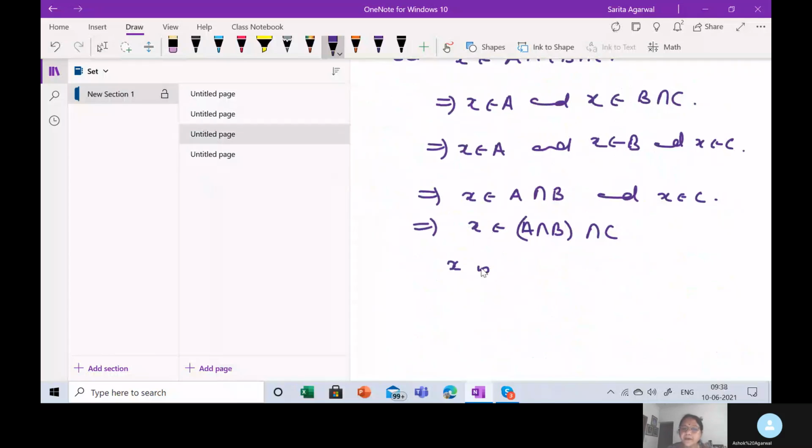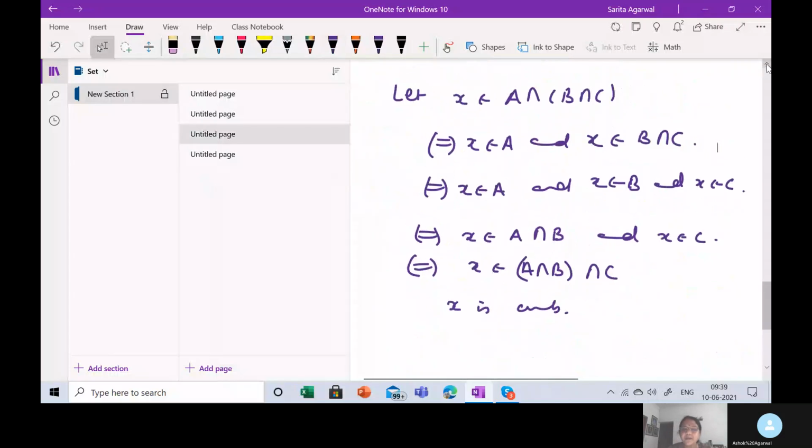And X is arbitrary. Right? If X is an element of A intersection B intersection C, that means X is an element of A intersection B and X is an element of C, means X is an element of A and X is an element of B and X is an element of C. That means X is an element of A and X is an element of B intersection C. Now we club these two, which means that X is an element of A intersection B intersection C. And since X is arbitrary, this is contained here.